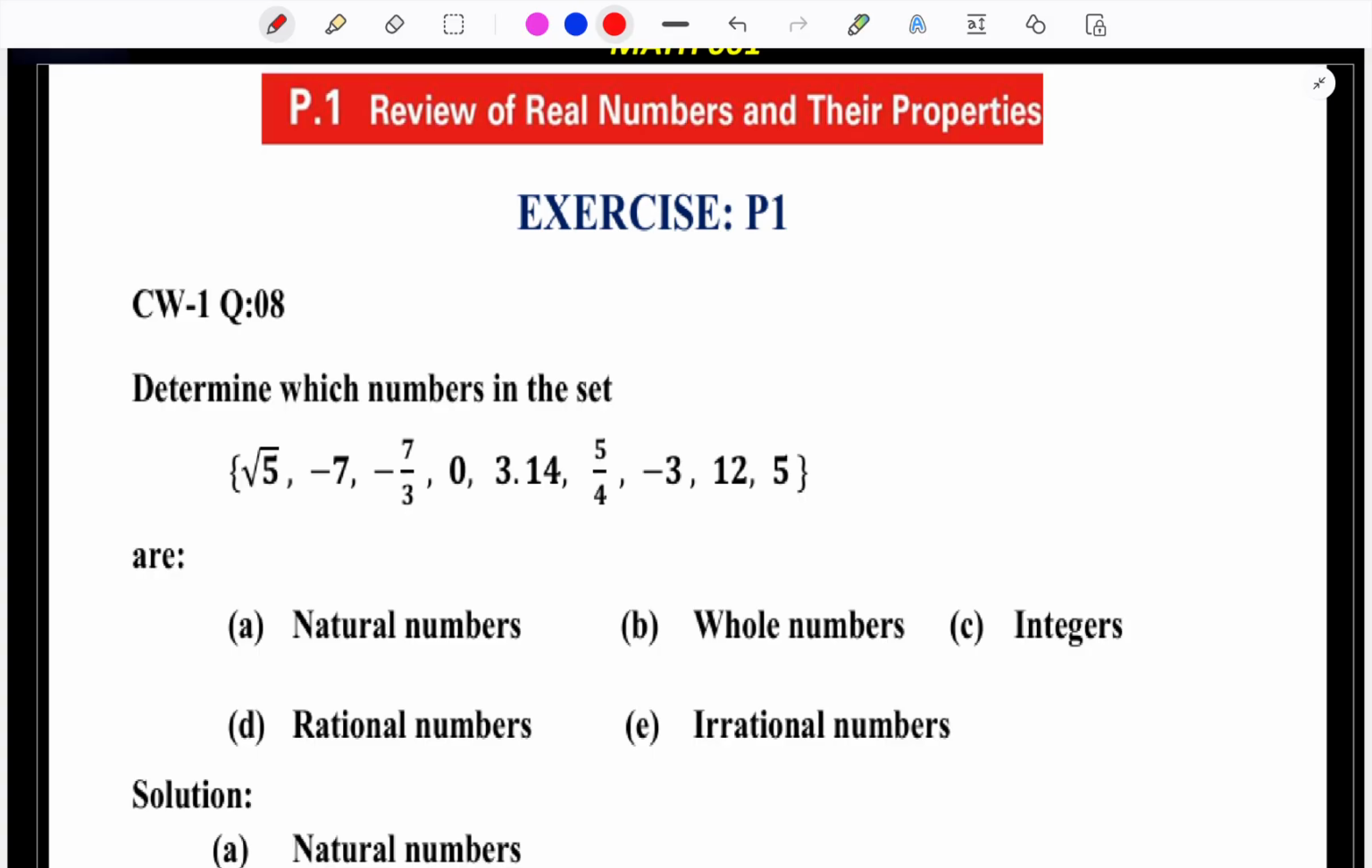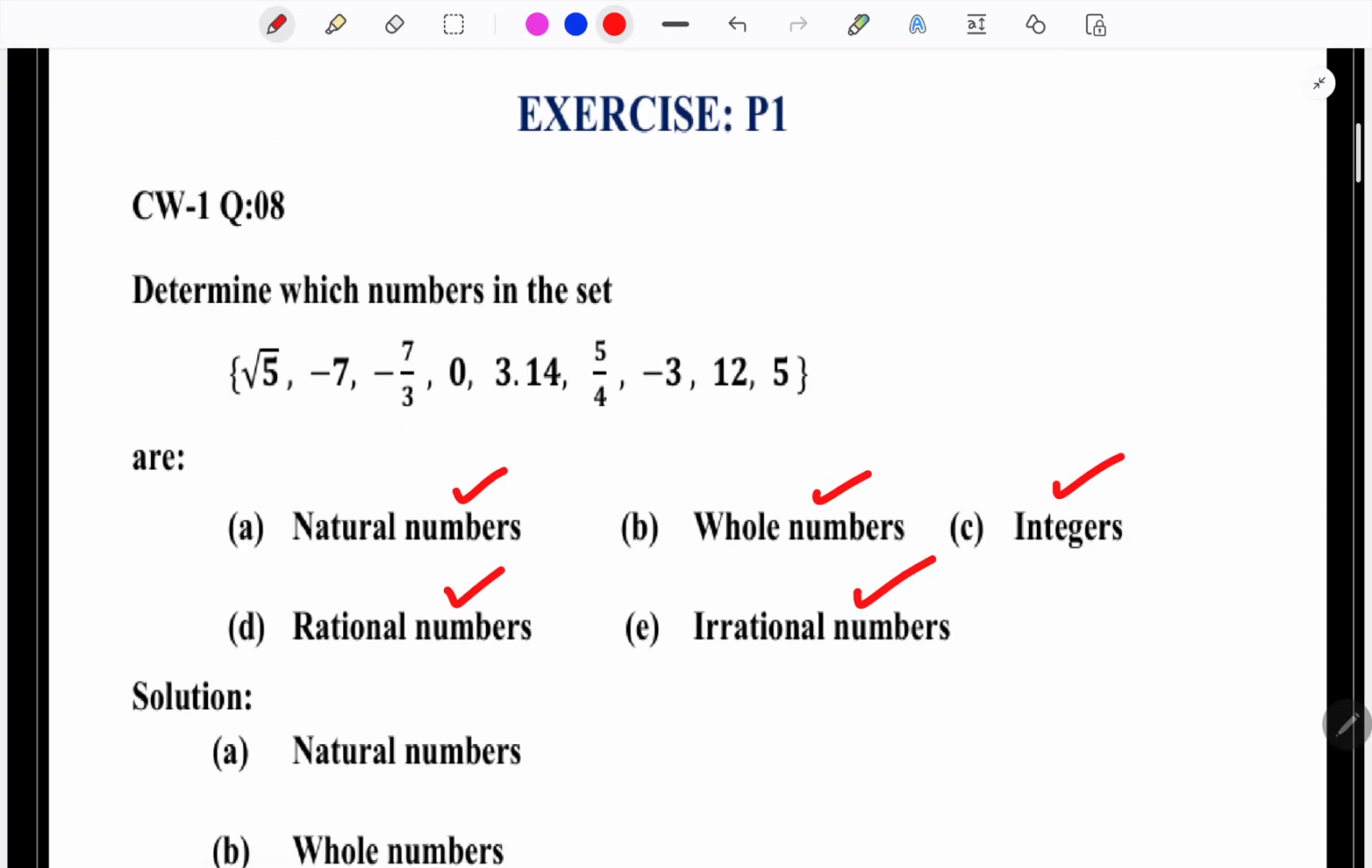Let's go to the first question. Determine which numbers in the set are natural numbers, whole numbers, integers, rational, irrational. What did I say? Natural numbers: 1, 2, 3, up to infinity. Whole numbers: 0, 1, 2, 3, 4 and up to infinity. Integers: 0, 1, 2, 3 up to infinity, and negative 1, negative 2. All these are integers.